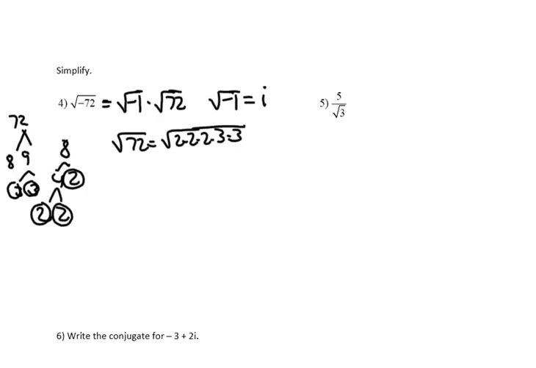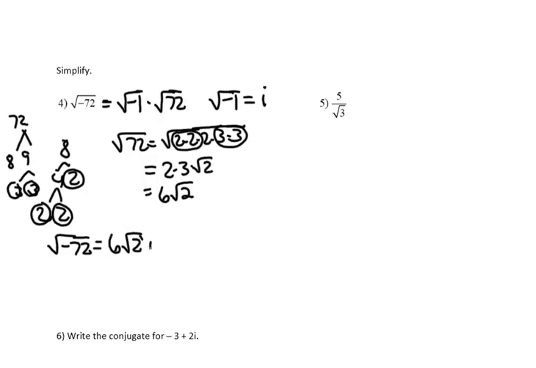Now remember, because the index is 2, I need 2 of the same factors to get 1. Notice I can circle two 2's and two 3's. That's the same thing as 2 times 3 times the square root of 2. Well, 2 times 3 is 6 times the square root of 2. Now, don't forget, we had an i also. So the square root of negative 72 is equal to 6 times the square root of 2 and i. Now, you can also rewrite that as 6i times the square root of 2. But notice the i is not inside the radical.